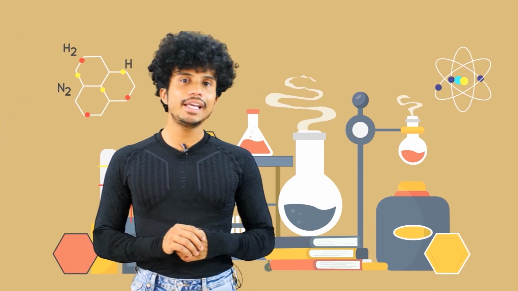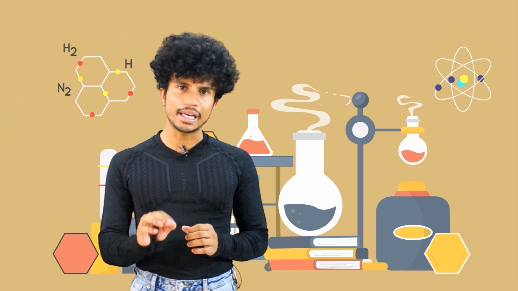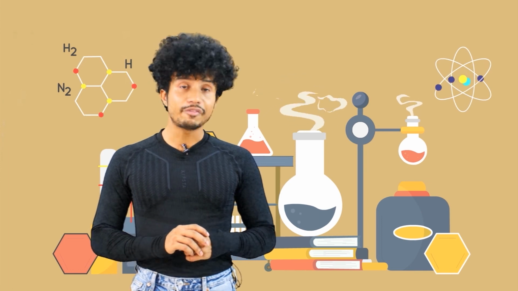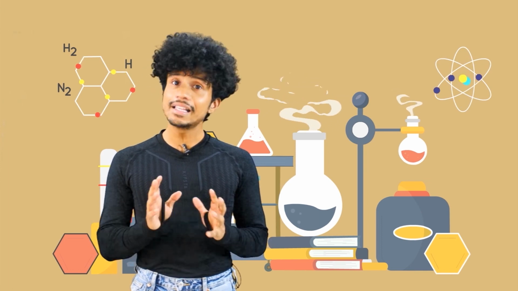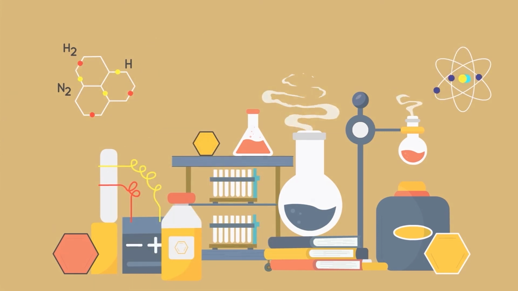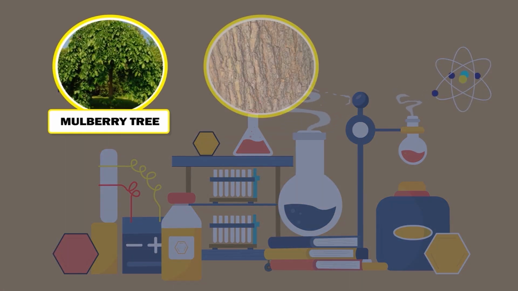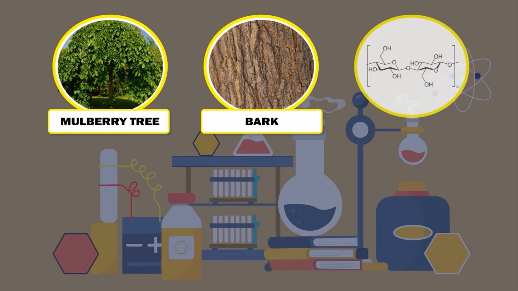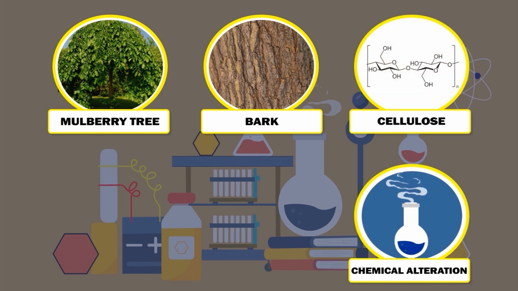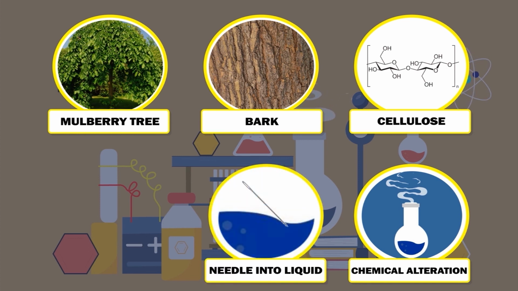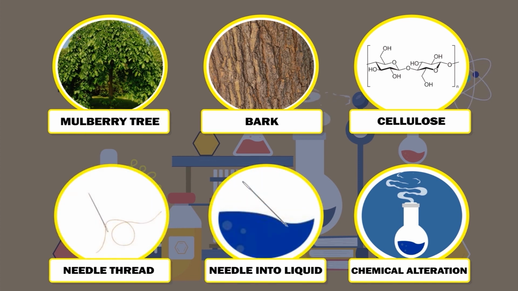In the year 1855, a Swiss scientist called Audemars filed a patent for synthetic fiber in England. He created it by dissolving the mulberry tree's inner bark and synthesizing cellulose by chemically altering it. By dropping a needle into the fluid and pulling it out, he created thread from it.